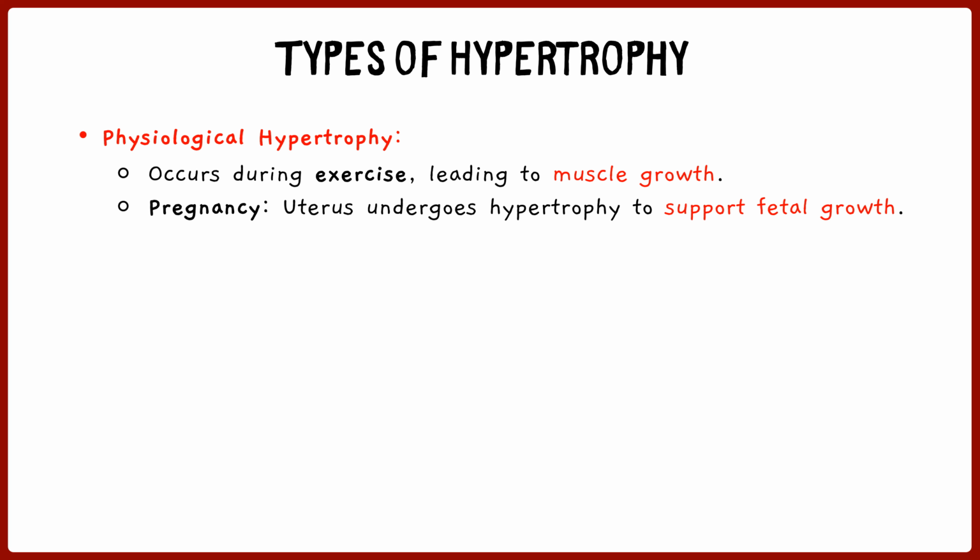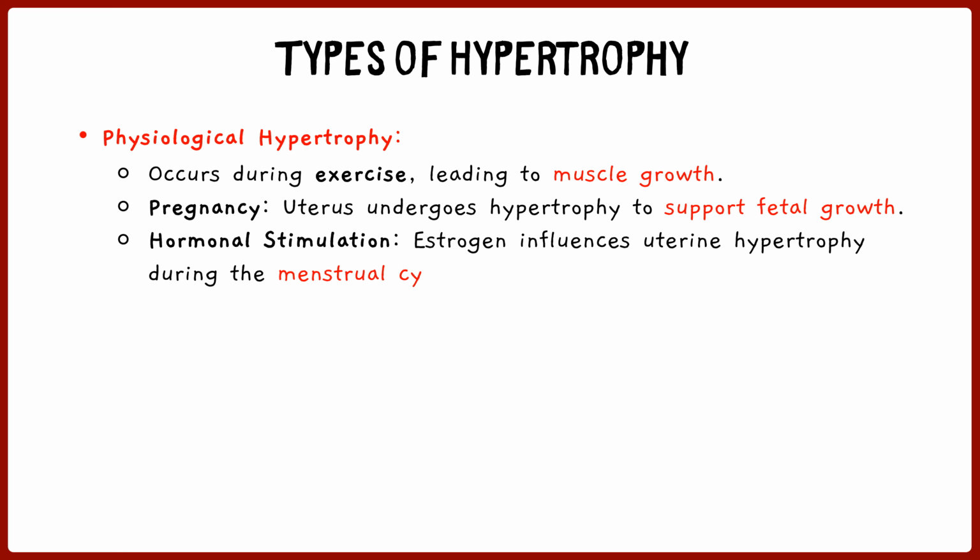And then you can have pregnancy. So when the fetus is growing inside, the uterus is required to expand and to become larger to enable it to support this fetus. And that's why this is another type of healthy physiological hypertrophy, and it is usually under hormonal stimuli. Estrogen, for example, is going to be very important in both the menstrual cycle and the pregnancy.